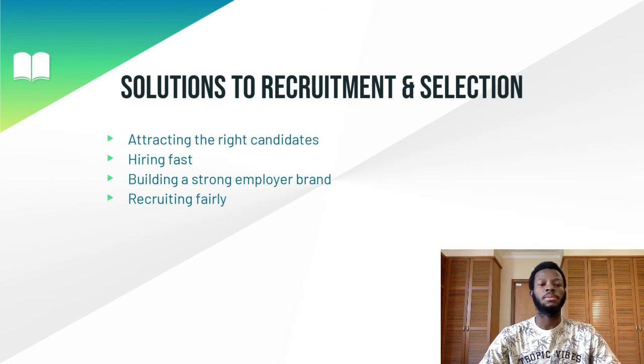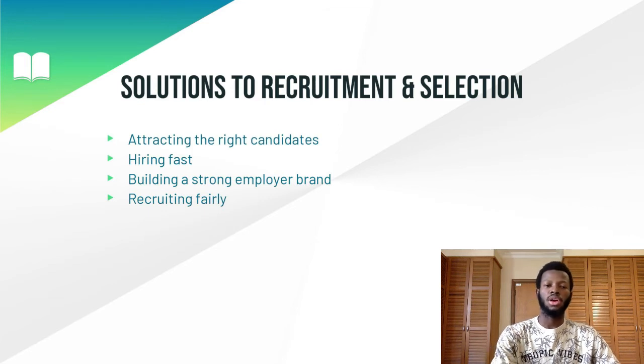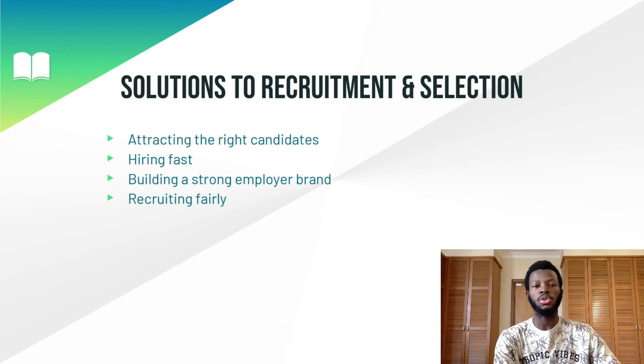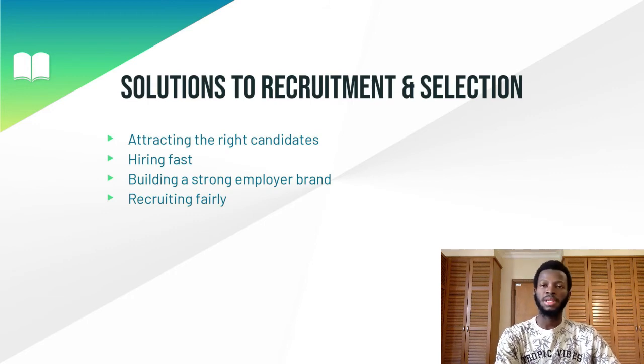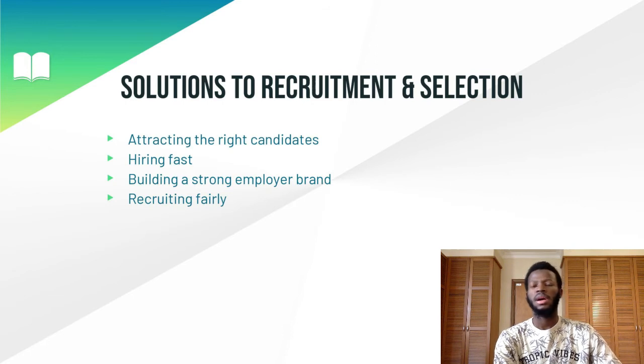The last one is recruiting fairly. What do we mean by recruiting fairly? Many companies struggle to attract and hire desired candidates, as we said before, due to discrimination issues. So as an organization, you have to make your job analysis clear. With this job analysis, make sure you get the best candidate that fits, not just any person depending on race, but depending on the job-related specification and description. This candidate has the knowledge, skills, and abilities that can help your company.